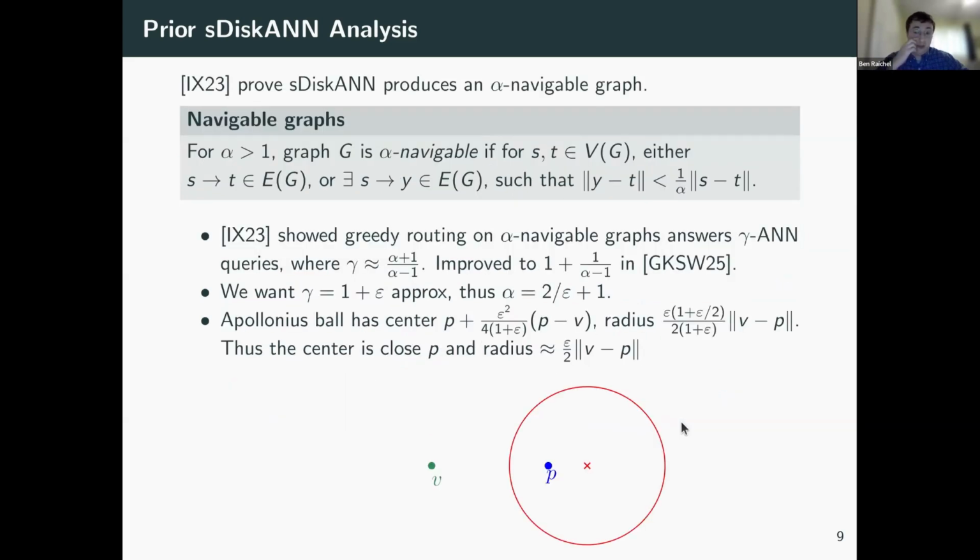So let's look at that picture. This was the picture I had before with the Apollonius ball. This is a rather large ball, where alpha is around 2. But what I really should think about here is when epsilon is small, which means alpha is large, and this is more what the picture looks like. It looks like a small ball whose center is near P and whose radius is a small fraction of the distance between V and P.